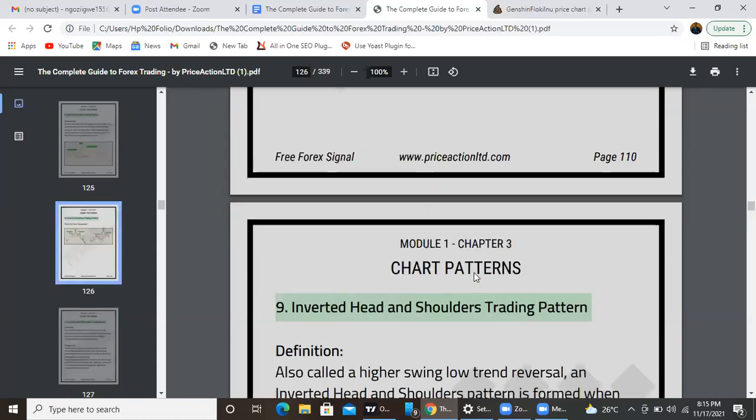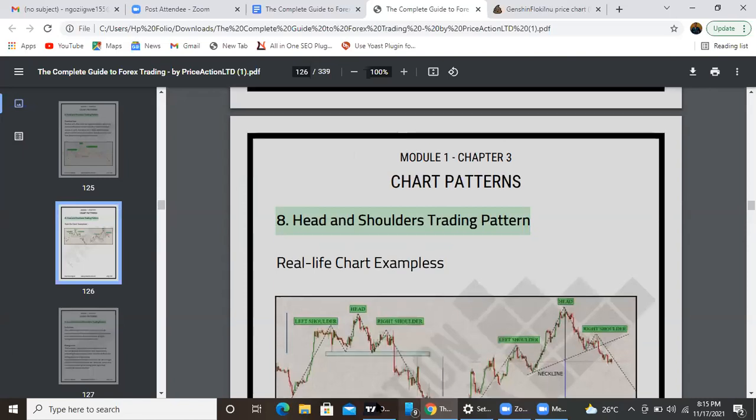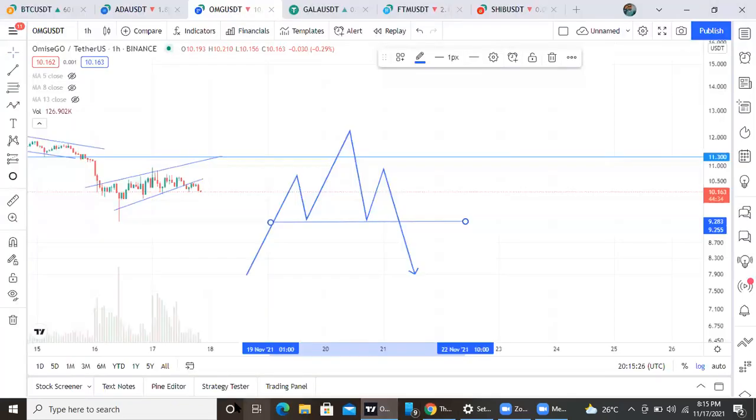So let's try to find a real life example of our head and shoulders.